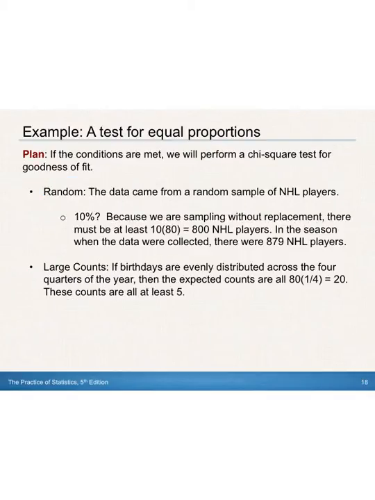The data came from a random sample. It's under 10% because there are 879 NHL players, and the 80 that were chosen is less than that 10%. And if the birthdays were evenly distributed, as I said earlier, then we would end up with 20 in each category, which is more than 5. So the large counts condition is met, with the expected count being more than 5.